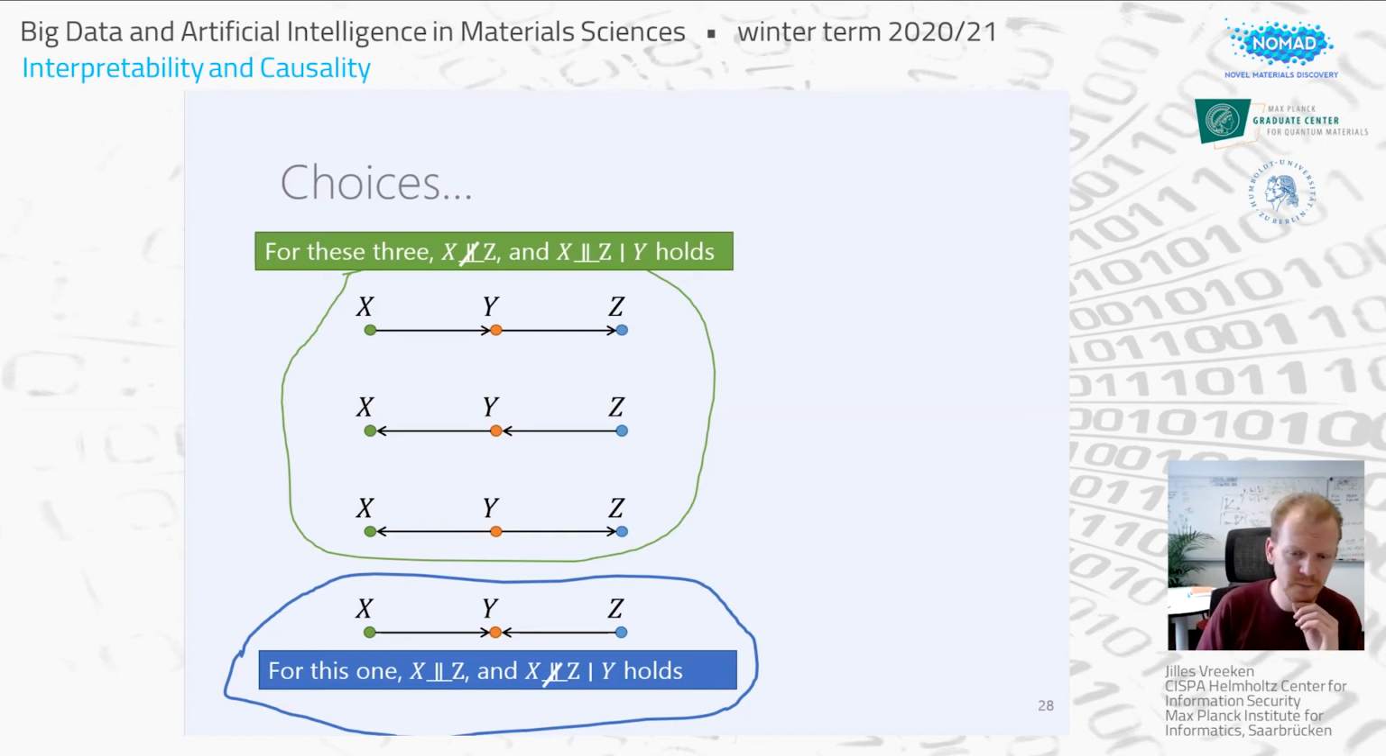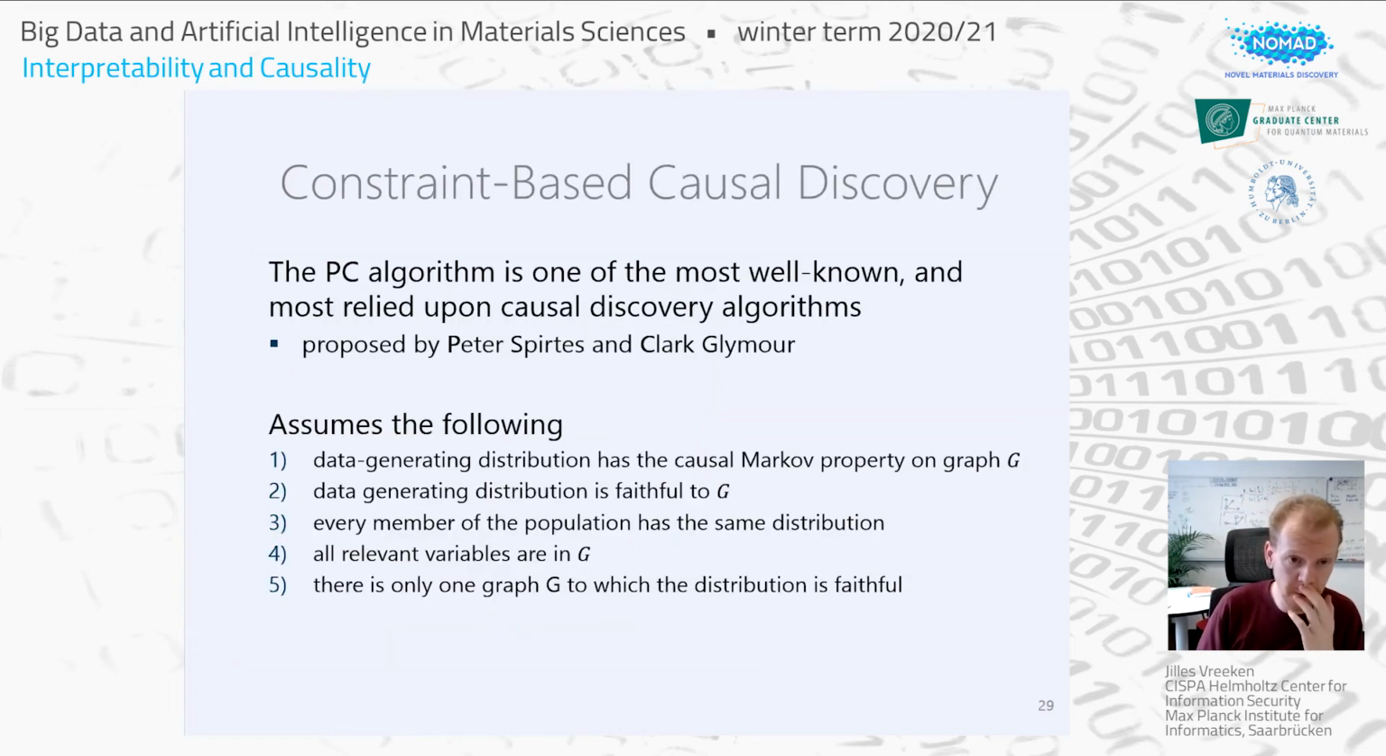One of the most well-known algorithms to determine such a causal network, which ultimately is, I would say, the most interpretable model that you can get, because it really tells you, okay, if you were to fiddle with this variable, then something's going to happen there, or not, because there's no path from A to B. The most well-known algorithm is the PC algorithm, named after Peter Spirtes and Clark Glymour, both from CMU in the States.